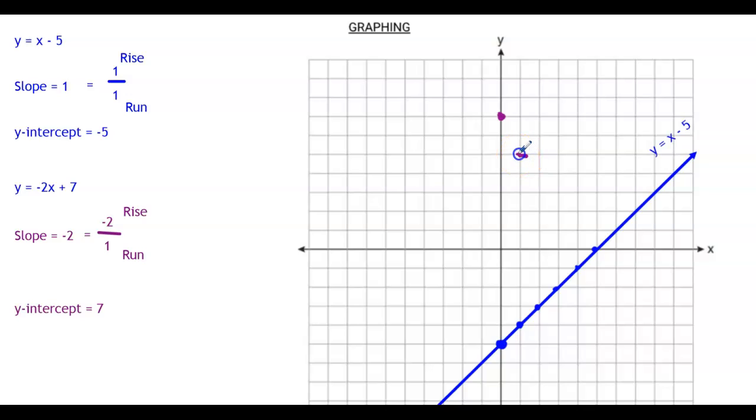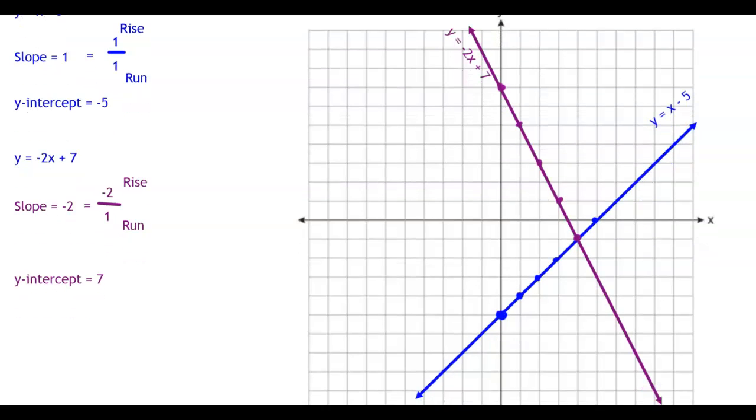Put a point there. Down 2, over to the right 1, put a point there. Hopefully a little bit less of a messy point. And then continue downwards. And you'll see at one point, these two lines should intersect with each other. You can see I've labeled my line with y equals negative 2x plus 7. I've extended that straight line to the edges of the graph. I've put arrows on the edges as well.